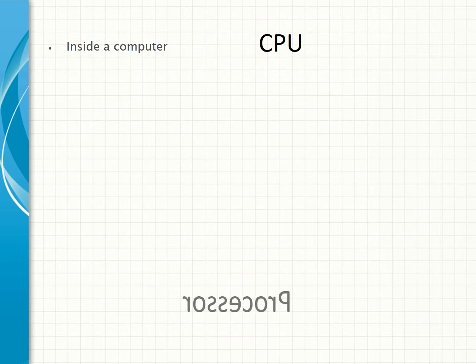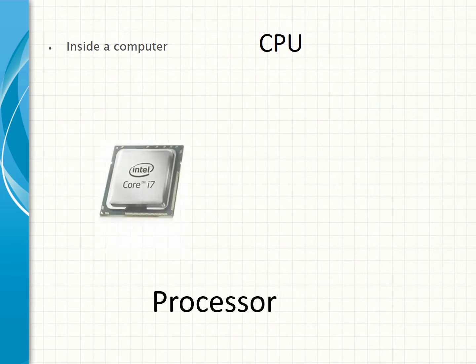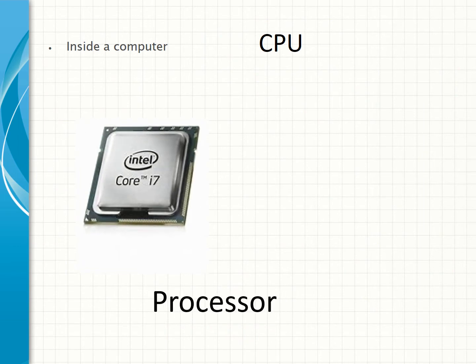CPU processor. The central processing unit, CPU, also called a processor, is located inside the computer case on the motherboard. It is sometimes called the brain of the computer, and its job is to carry out commands. Whenever you press a key, click the mouse, or start an application, you're sending instructions to the CPU.